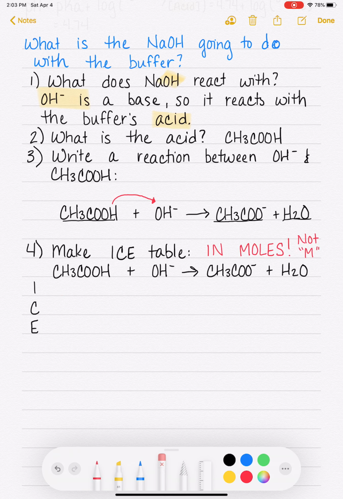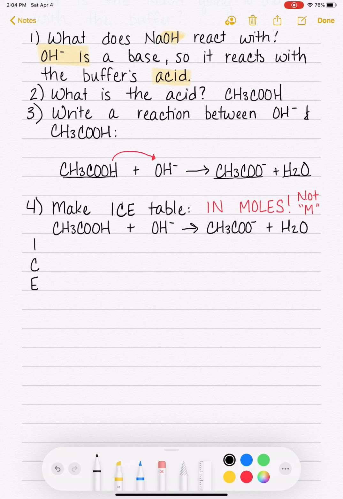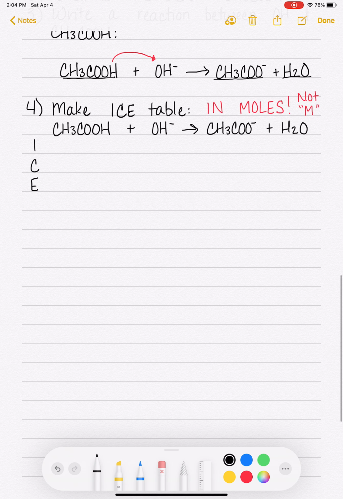And the reason for that is, in this type of problem, because we are adding hydroxide, we are adding a substance to the solution that is causing the volume of this solution to change. When the volume changes, the molarity changes as well. So the molarity is not staying the same. It is changing. The only thing that's staying constant is the moles. So we have to use moles to do this ice table. So that is going to be kind of our step 4.5. We are going to calculate the initial moles of everything.